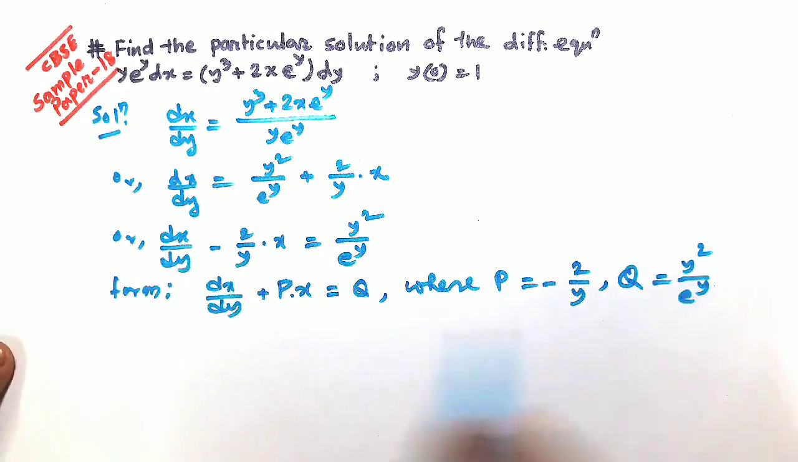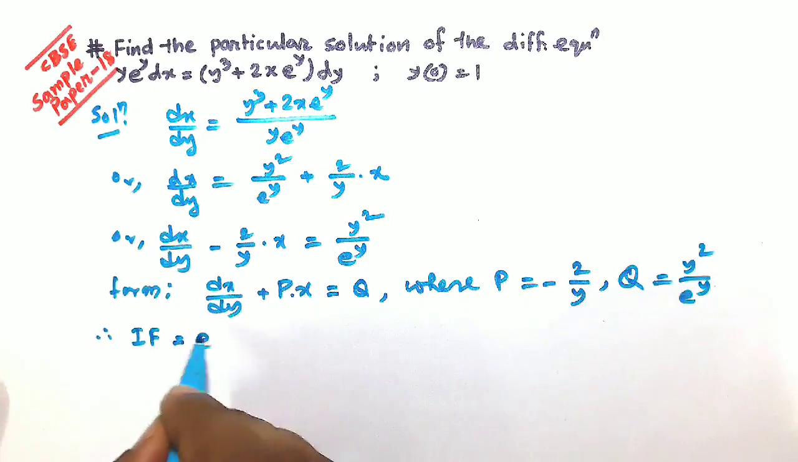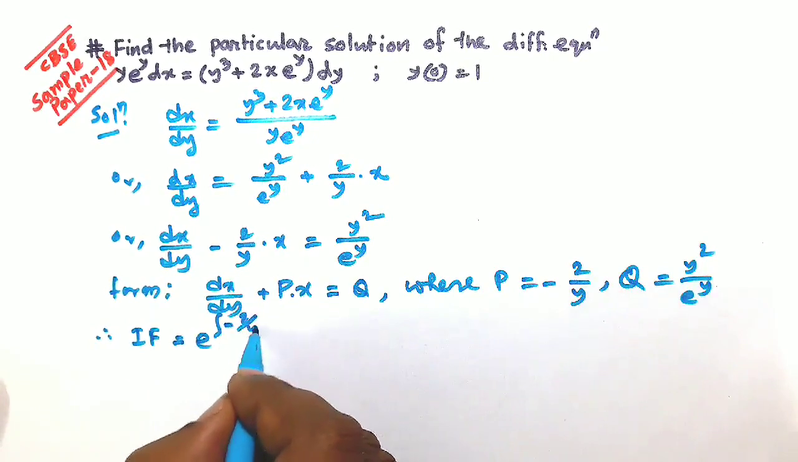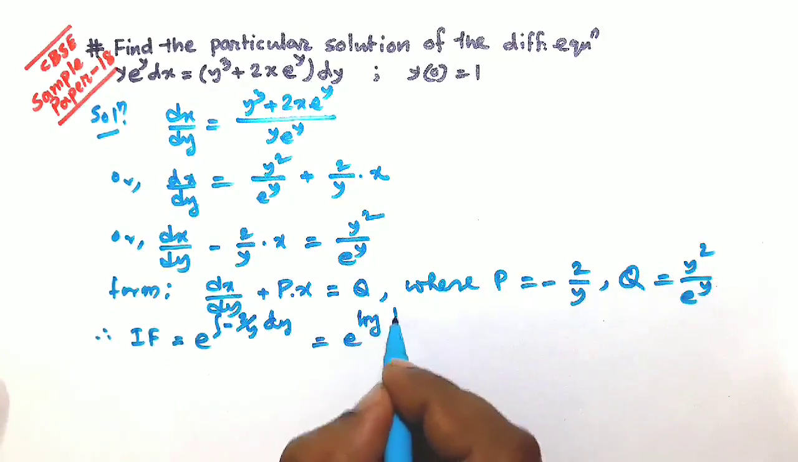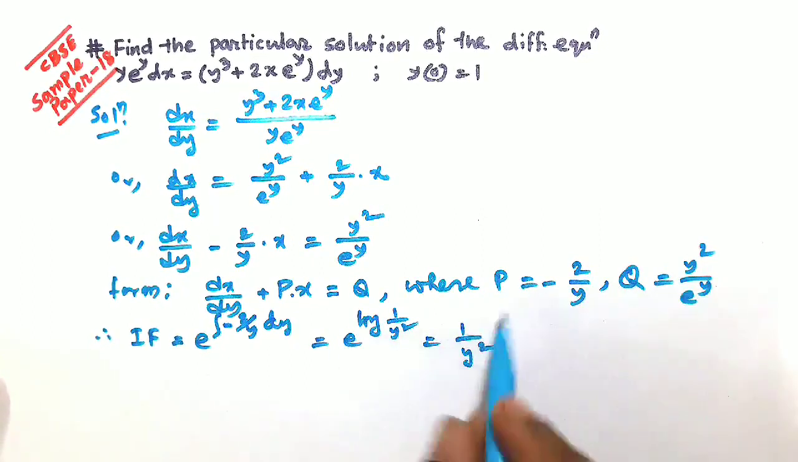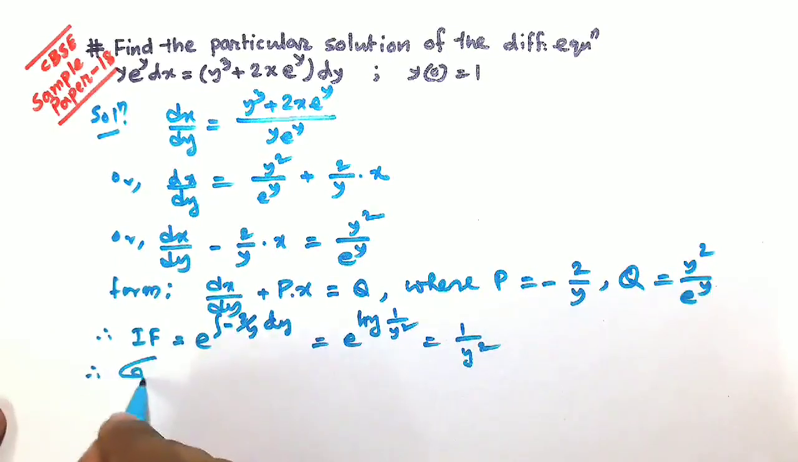Okay. So friends, the integrating factor is now e to the power integration p dy. What is p? p is equal to minus 2 upon y, dy. That is equal to e to the power log of 1 upon y square. That is only 1 upon y square. You know this property of logarithm, e to the power log of x is equal to only x when the base is e. So here it is e to the power log of 1 by y square, base e, is equal to 1 upon y square.